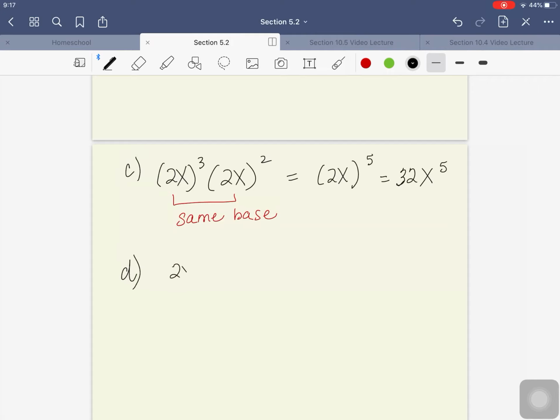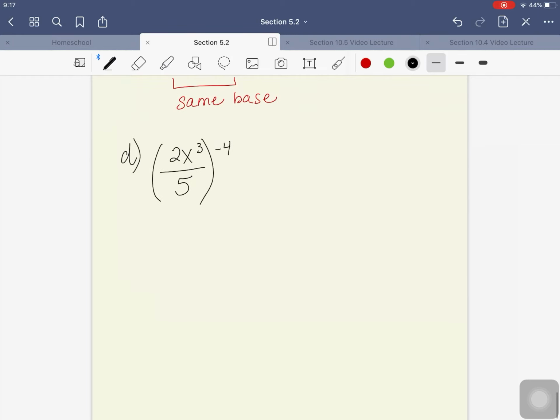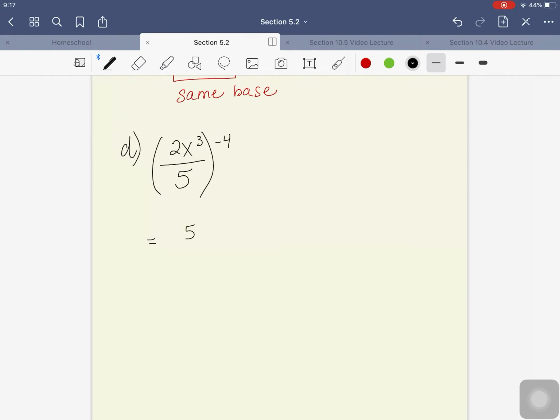Okay, 2x cubed over 5, and this whole fraction is raised to the negative fourth power. So the first thing I want to do is flip the whole fraction and raise it to the positive fourth power. So 5 over 2x cubed, and that is to the positive fourth power. And then everything inside the parentheses will be raised to the fourth power. So 5 to the fourth power is 625. 2 to the fourth power is 16. And a power raised to a power you multiply, so that would be x to the 12th.